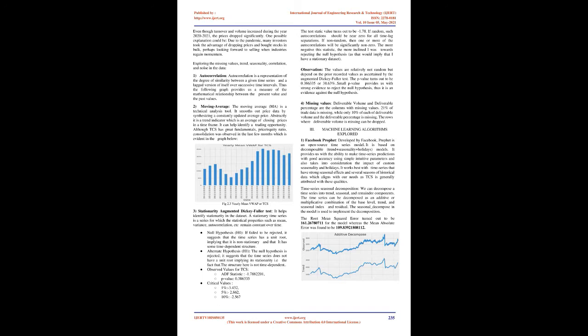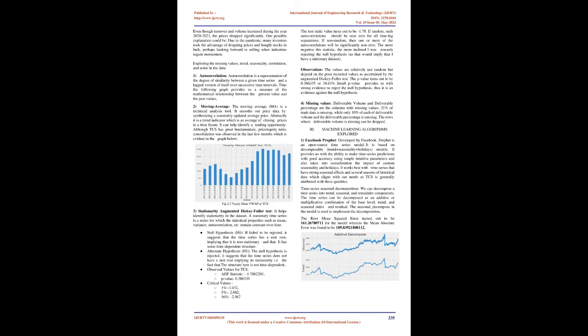1. Autocorrelation. Autocorrelation is a representation of the degree of similarity between a given time series and a lagged version of itself over successive time intervals. Thus, the following graph provides us a measure of the mathematical relationship between the present value and the past values.